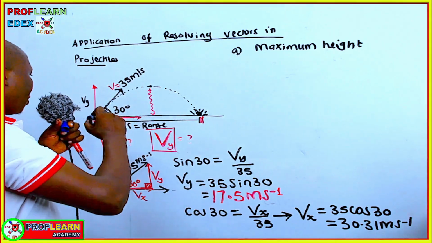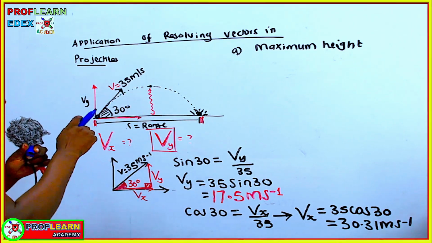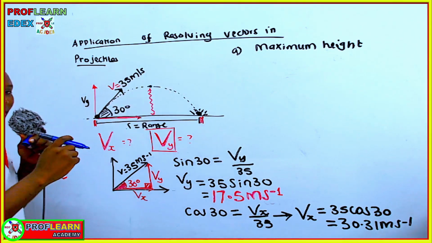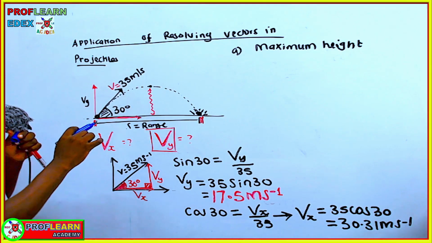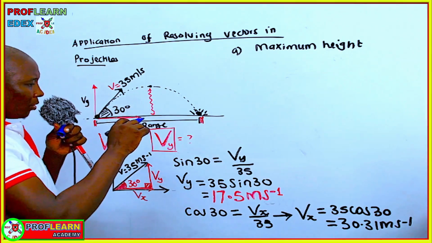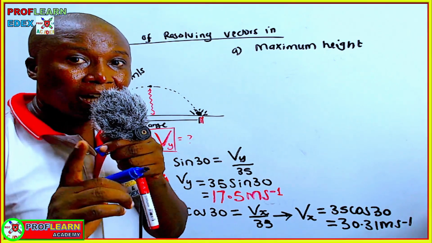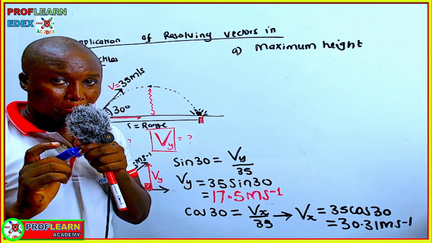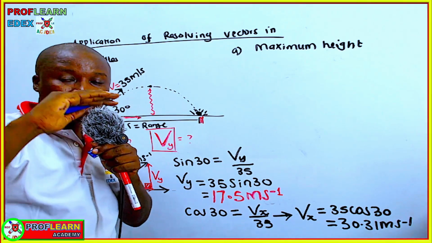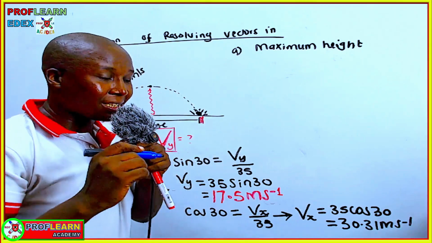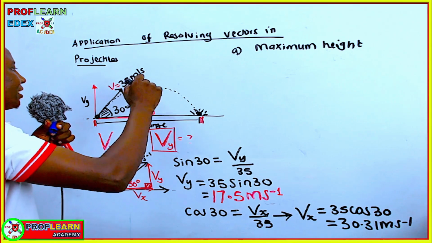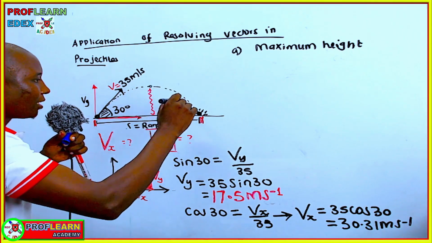So when an object is projected at an angle like that, it means it's moving upward, and at the same time it's moving in the horizontal direction. So we are going to have two sorts of motion. But the horizontal motion is always constant and is not affected by gravity. Motion in the vertical direction is going to be affected by gravity. So this object will move up as it's slowing down until it reaches the maximum point. Again, it starts coming down.